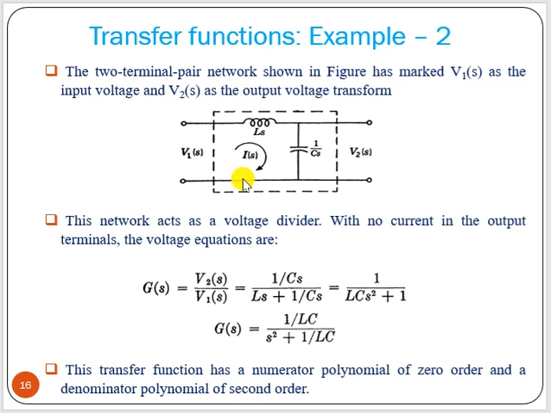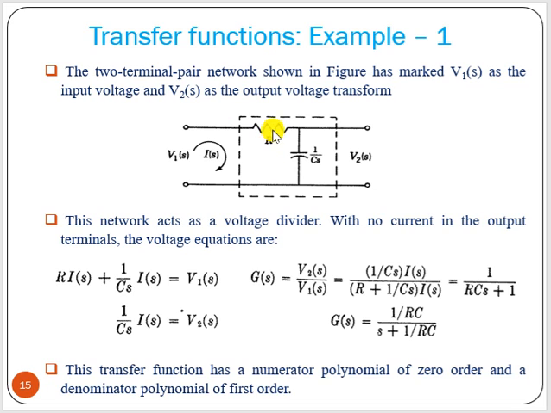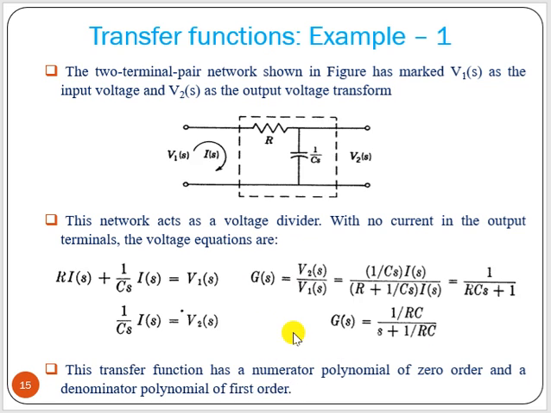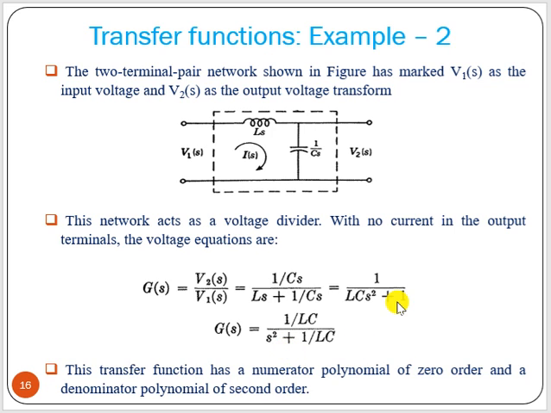Another example: in this case, instead of R we have an inductor. So V2 by V1, what can we write? By the voltage divider rule, 1 by Cs divided by (1 by Cs plus sL), times V1. So we can take V1 to this side, and we get this transfer function. We can solve it and we get a numerator polynomial of zero order but a denominator polynomial of second order. In the previous case it was first order, now it is second order.